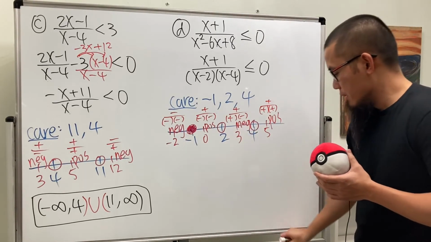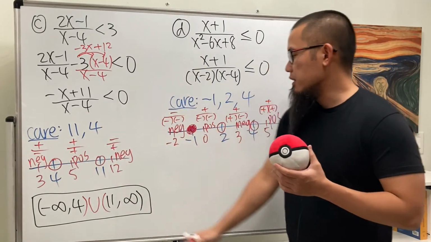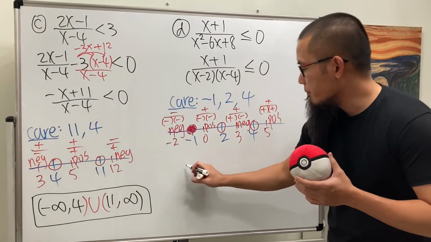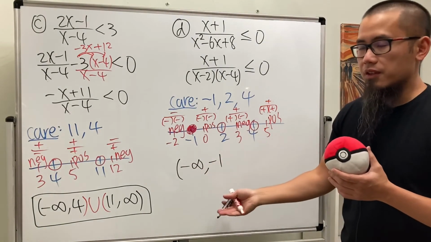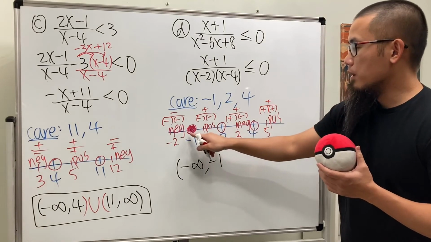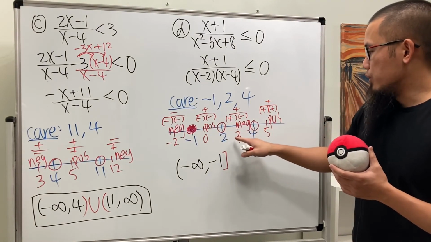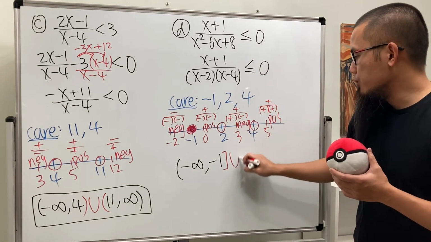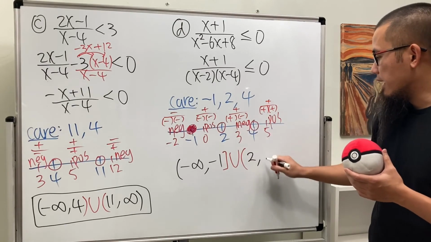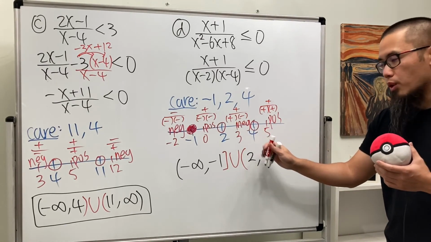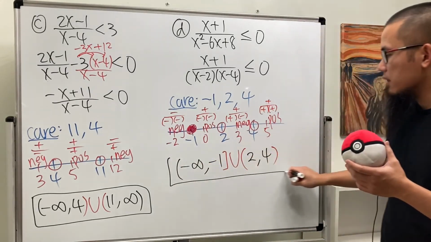All right, so let's see, for this piece, we start with negative infinity and then go up to negative 1. Okay, parentheses for negative infinity, and for negative 1, we have to have it, so bracket. We don't want that, we do want this, so let's go ahead and put on union. We do not want the 2 though, so parentheses 2, and then go up to 4, and we do not want the 4 either, so parentheses. And with that, we are done.